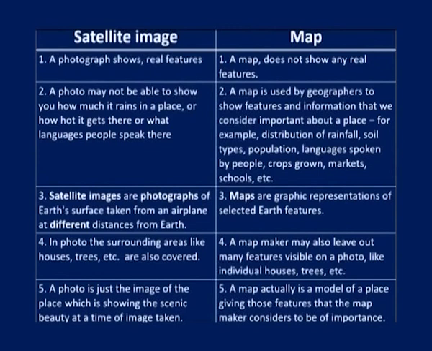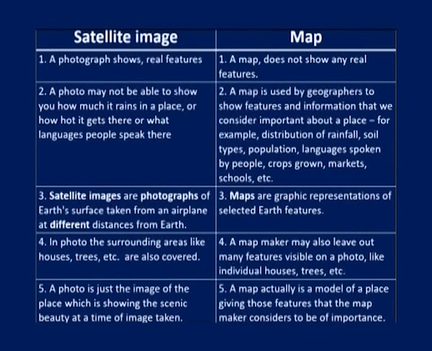The first difference between the satellite image and the map is that a photograph will show the real features. That means when you take a photograph, you can find whether it is a valley or whether it is green in color and even the surrounding areas. But the map does not show us any kind of real features. In a photo, you may not be able to show how much it rains in a particular place or how hot it gets or how cold it gets. But a map is used by geographers, and it gives us particular information about the climate, about the food crops grown there, about the mineral resources available, etc.